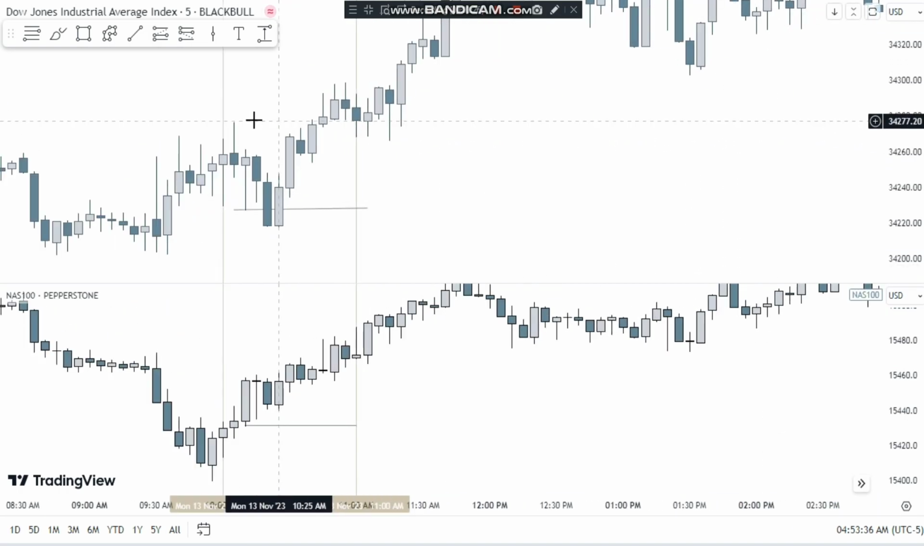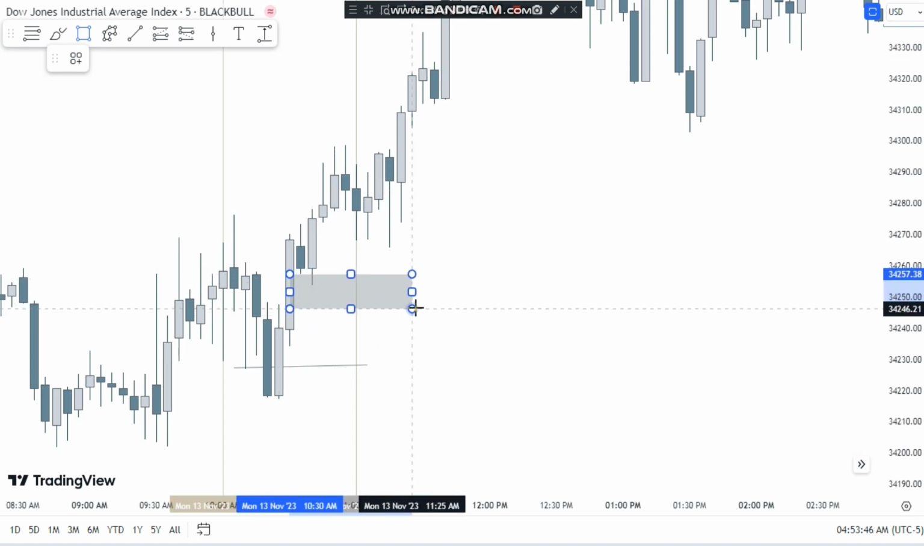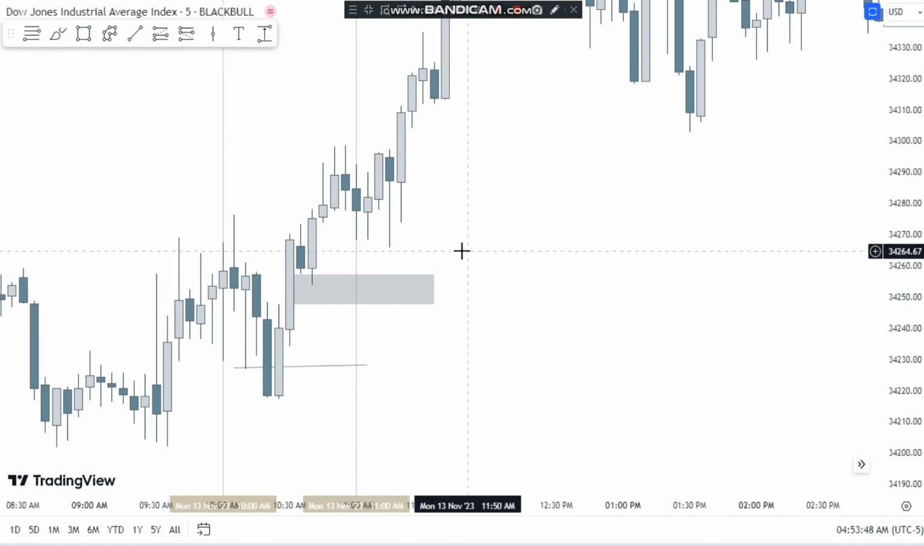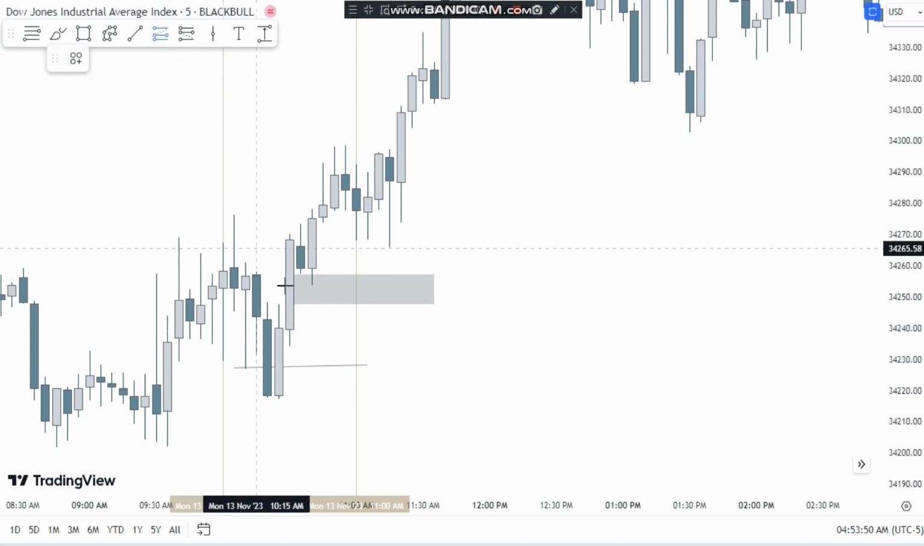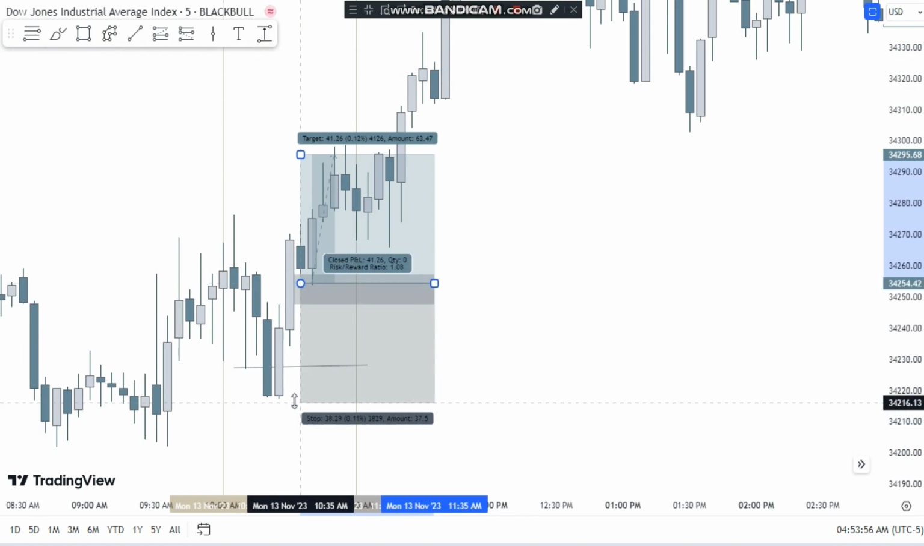So on the 5 minute you can see that this is the fair value gap, the gap between the bottom of this candle and the top of this candle. This is your fair value gap. So what you will do is get an entry in this fair value gap, here, and your stop loss will be below the recent swing low.